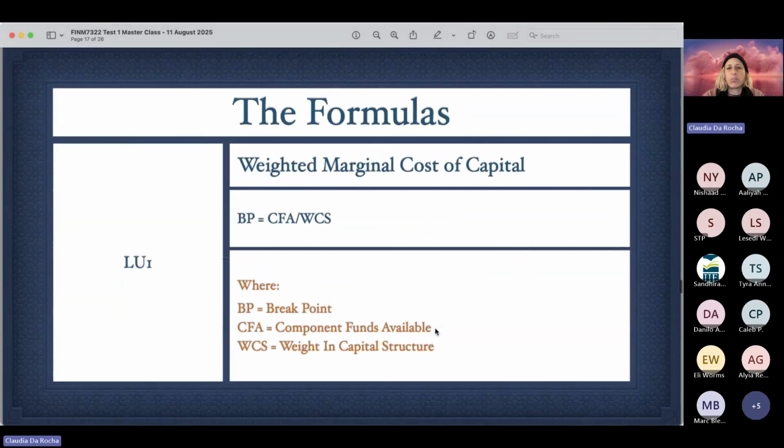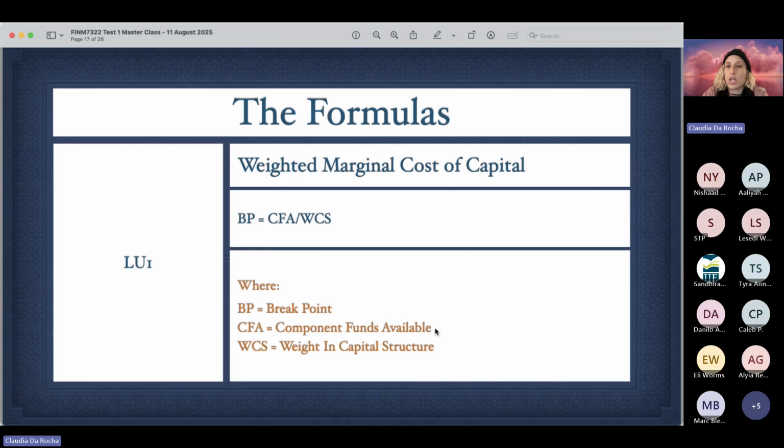Right, then we have the weighted marginal cost of capital. So the weighted marginal cost of capital is basically where we're looking at what we call breakpoints. So breakpoints is where we look at what happens to our cost of capital if certain additional funding is made available. So we're looking at funding and we're looking at what happens when that is made available to our cost of capital. So this section of the learning unit has to do with calculating a breakpoint. So breakpoint is where we have a shift, and then plotting it on graphs.